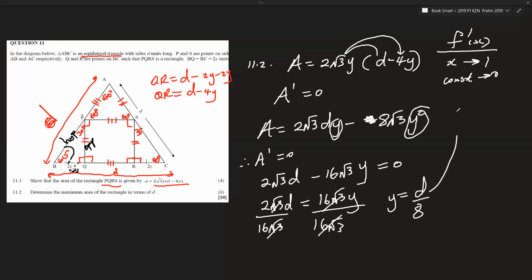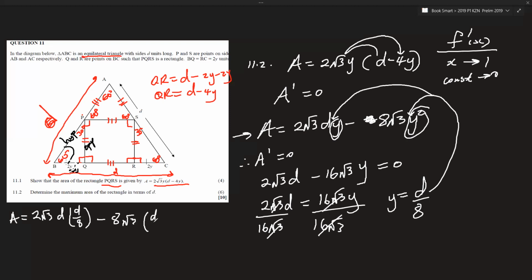Now I'm going to take this and substitute it here and there. Does it make sense? Perfect. So I'm going to have root 3, where there's d, I put d, and when there's y, I put d over 8. Remember, this is the area. I'm substituting into this step. I'm taking this, putting it there and there. So I have minus 8 root 3. Where I have y, I put d over 8. Then I square because there's a square there.